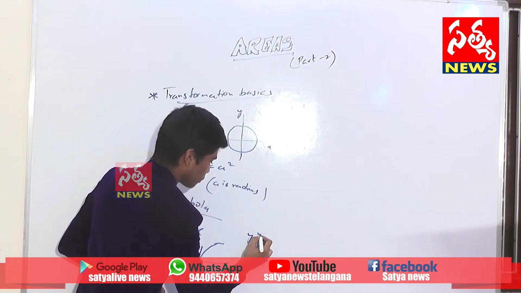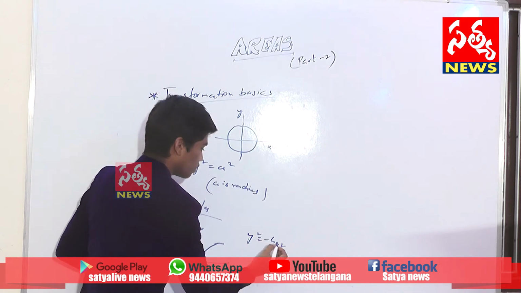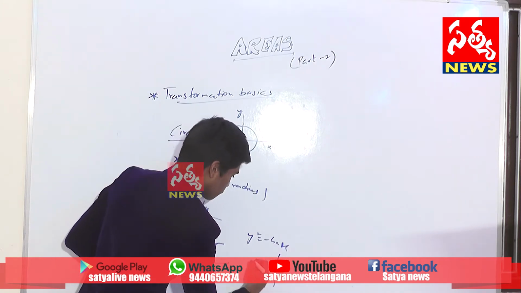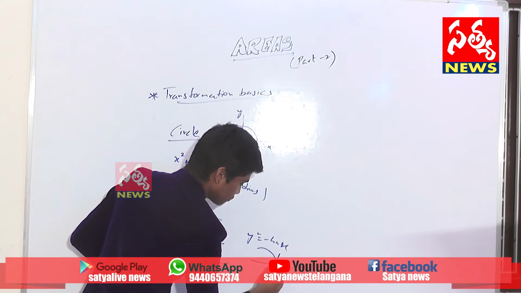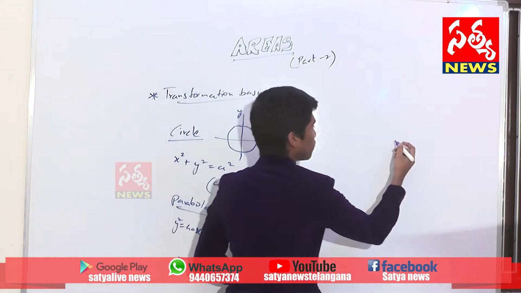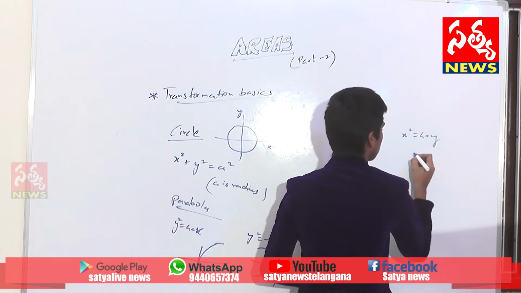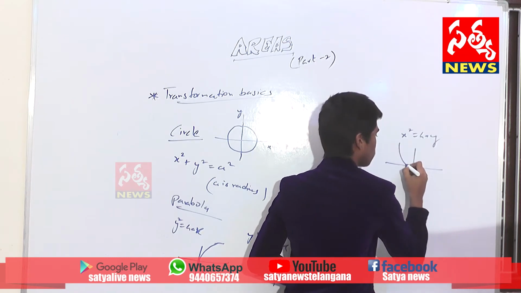And the next one is y square equals to minus 4ax, which is the reverse of y square equals to 4ax. The graph is this, which is also symmetric with x axis. Next parabola is x square equals to 4ay, and which curve is this.